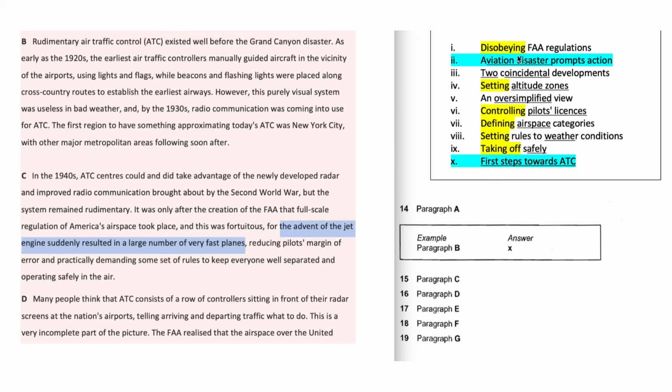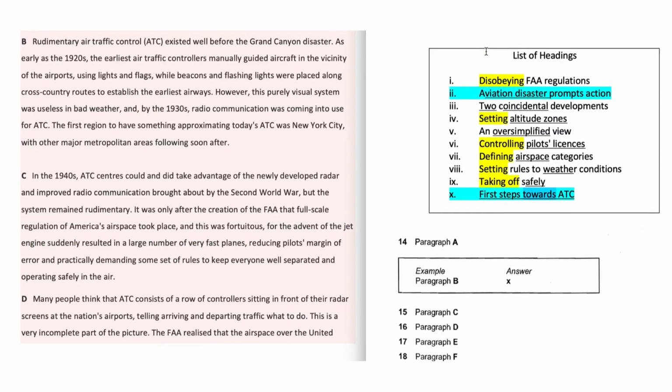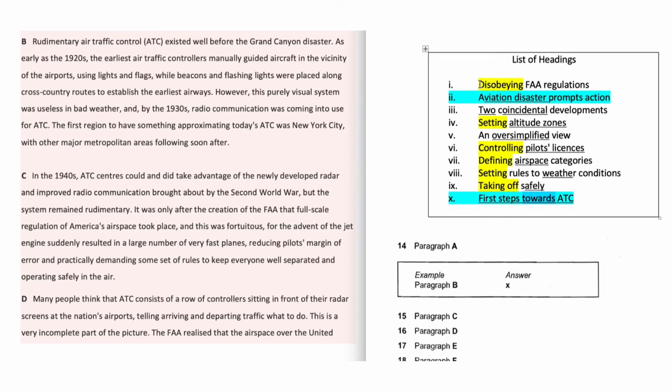Now, let's go and look at the options at the list of headings. And again, let's go by exclusion. So we've got disobeying FAA regulations, no. Number 2, aviation disaster, no, it's not about disaster. 3, 2 coincidental developments. Now, we did read about 2 developments, and coincidental means that it's not planned. So coincidental is actually a synonym of fortuitous. Just to double check, let's go and look at the other ones.